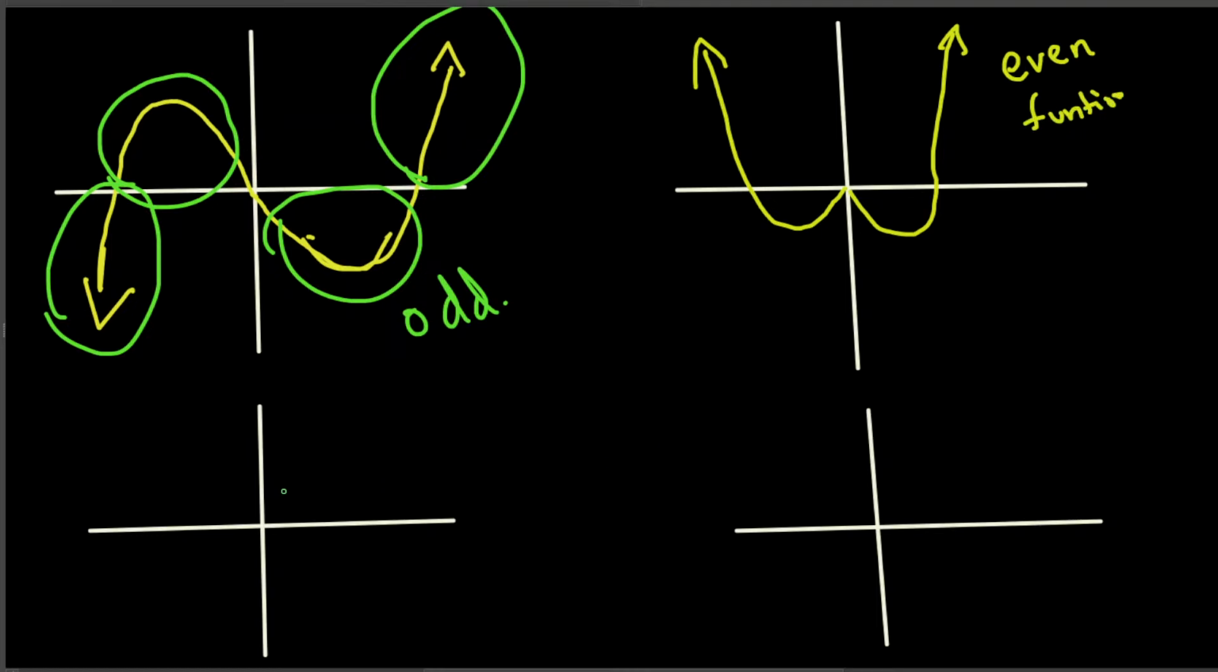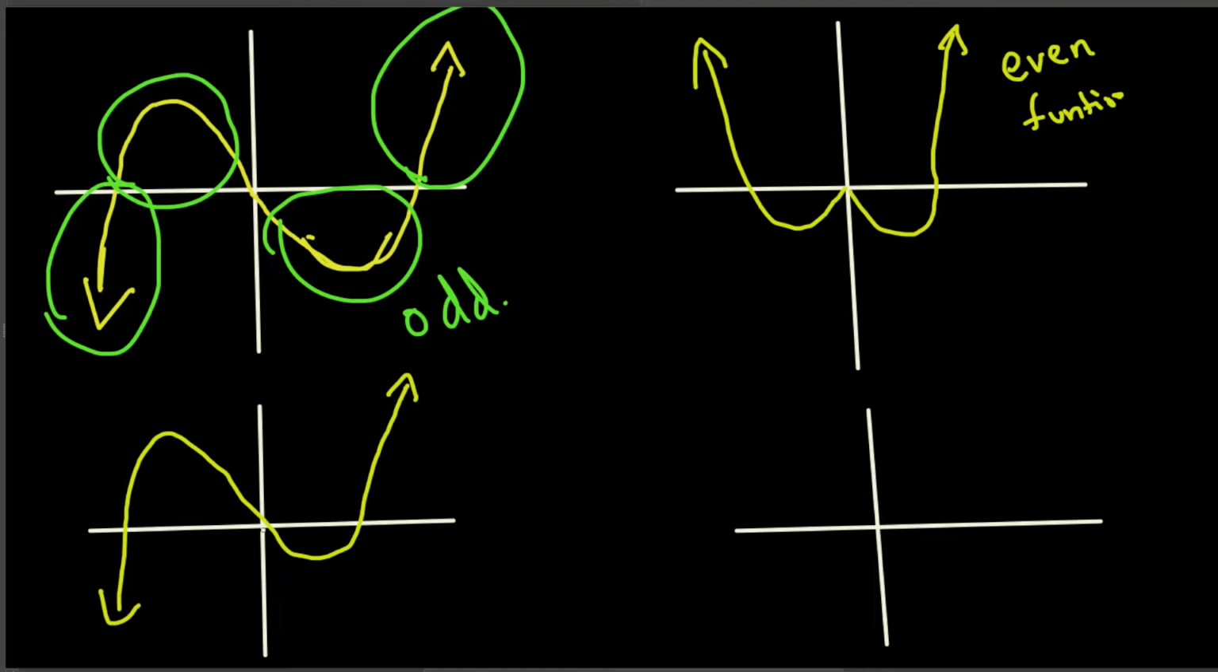Now let's look at this one. Let's say we have a graph like this. It goes like this, but here it's a little less like this, and then goes. Is it an odd function, even function, or neither? In order to be an even function, it has to be symmetric around the y-axis. Is it symmetric around the y-axis? No, because the left side and right side don't look the same.